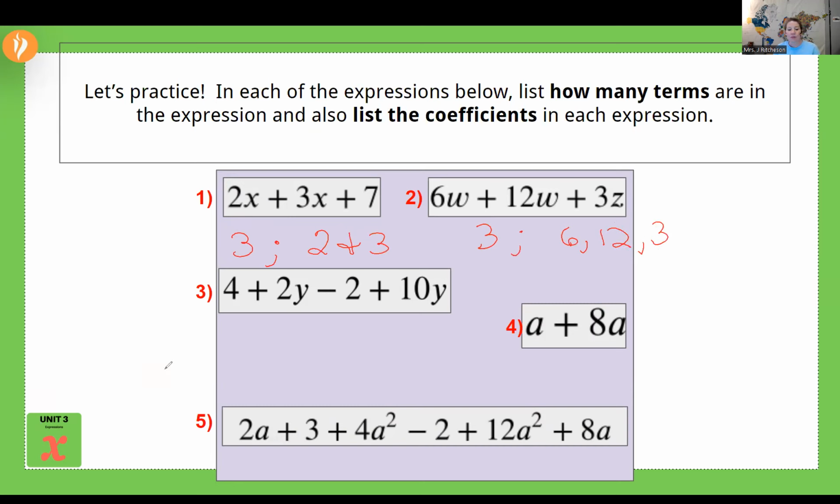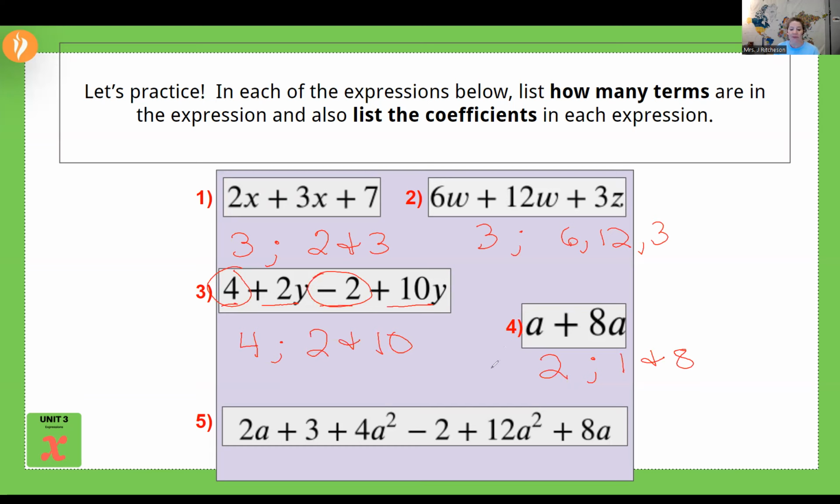Number 3, how many terms are there? So there's 1, 2, 3, 4. There's 4 terms. What are the coefficients? 2 and 10. What are these numbers? What are these called? These are called constants, right? The constants are 4 and minus 2 or negative 2. Number 4, there are 2 terms. And what are the coefficients? Did you say 1 and 8? Don't forget there's a 1. If you don't see a number, it's a 1.